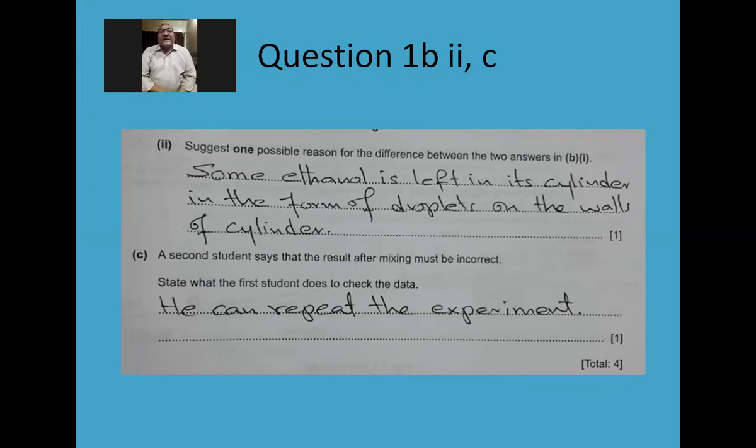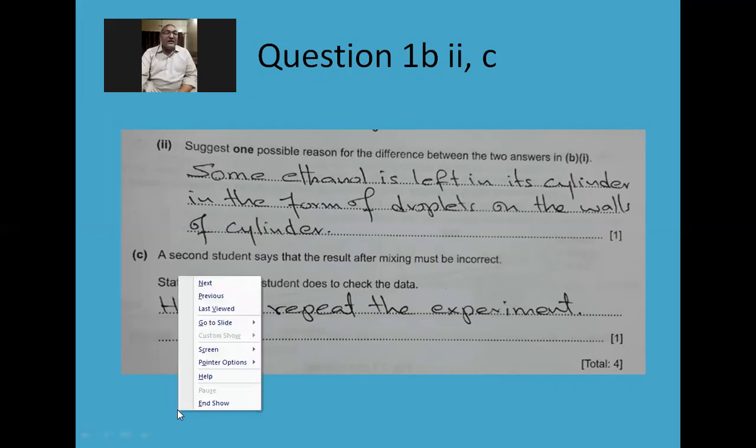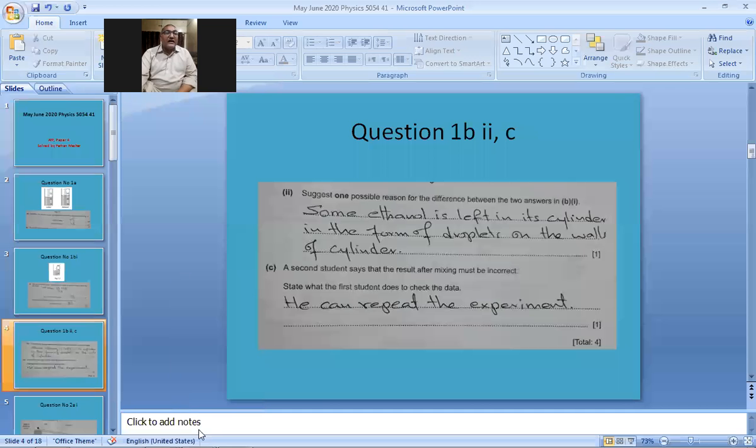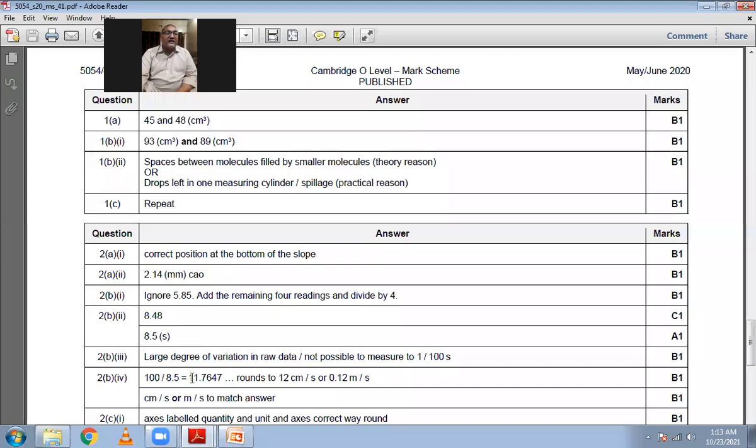The C part says the second student says that the result after mixing must be incorrect. State what the first student does to check the data. A very simple thing is that he can do the experiment again. So he repeats the experiment. If he repeats the experiment, he can verify whether this result is incorrect or correct. So that was question number 1. We are done with question number 1, and let's have a look at the marking scheme.